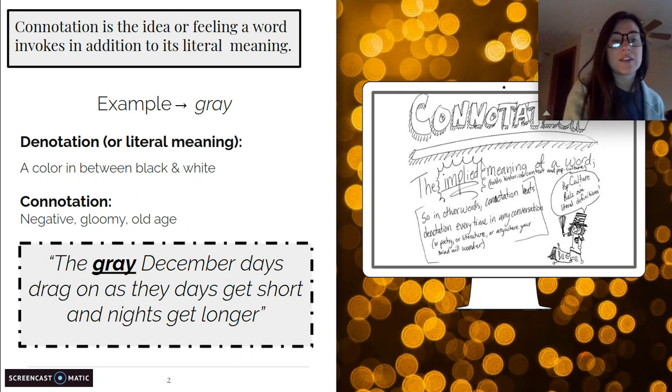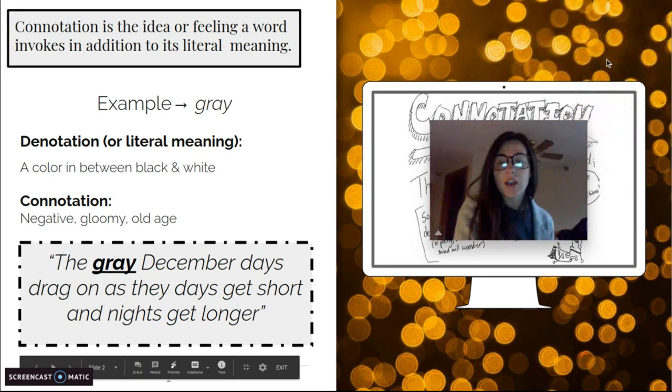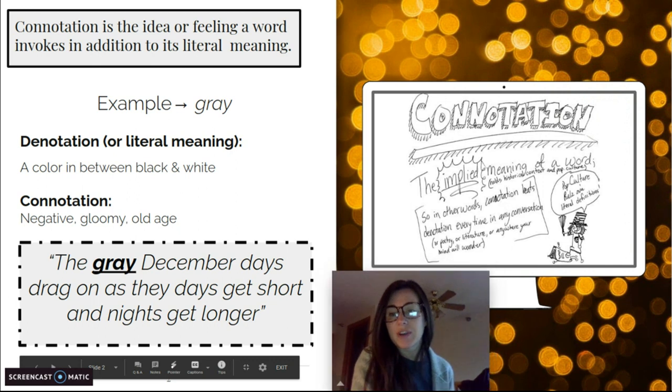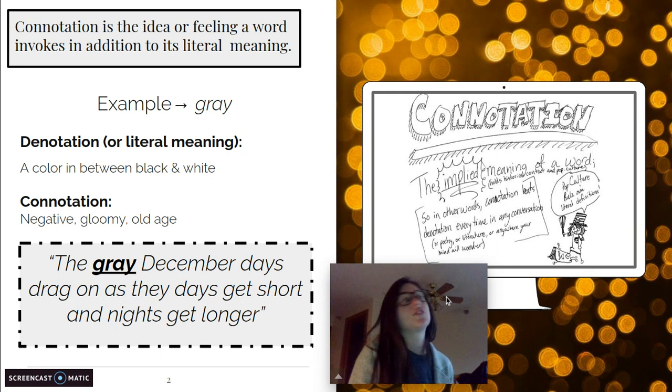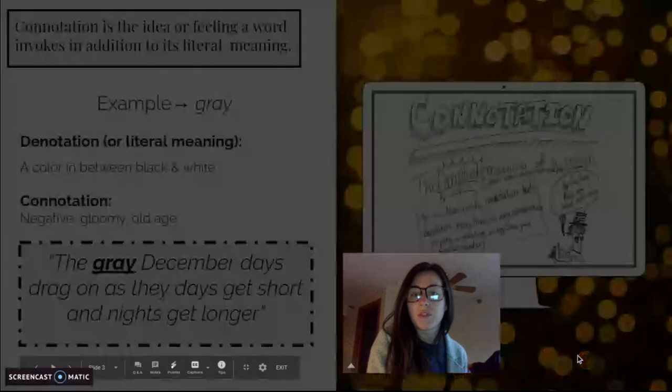So that is a sentence, and I have this little picture here that says the connotation is the implied meaning of a word. So in other words, connotation beats denotation every time in any conversation. There's a lot more meaning to it, all right? It's a little bit more abstract. You can do a lot more with it.